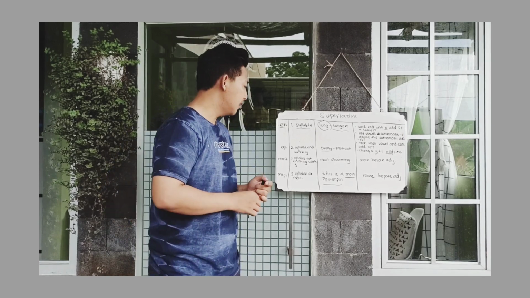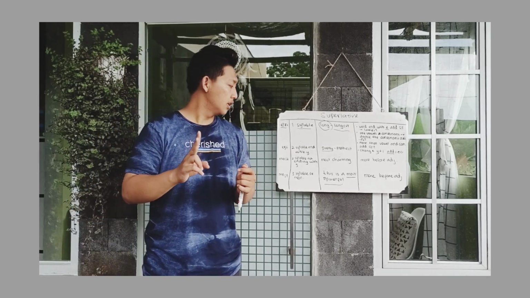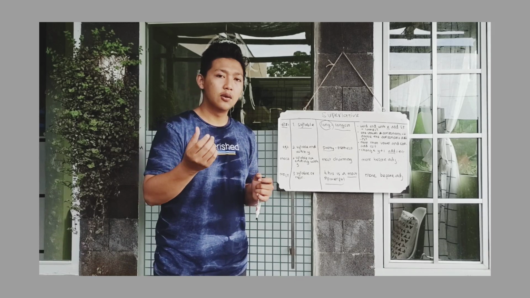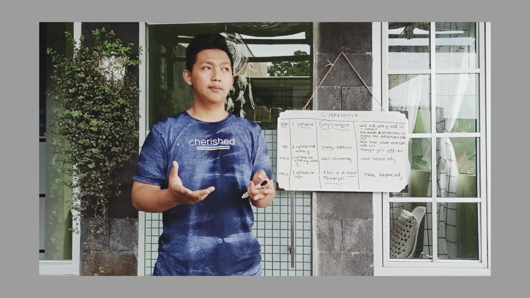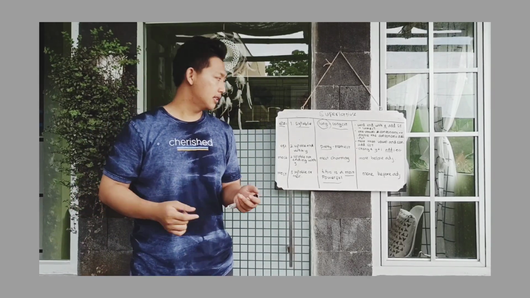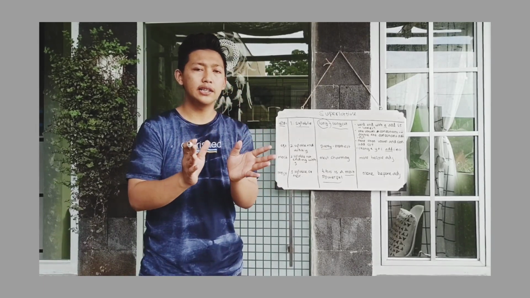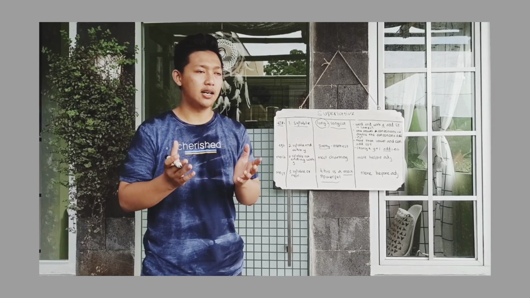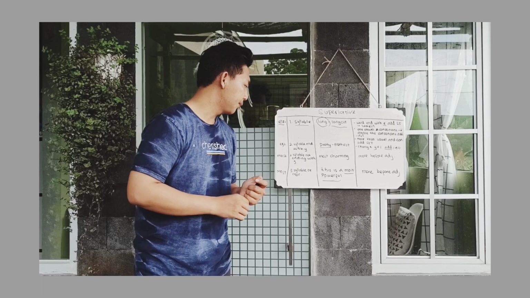Hardest. And then the second rule, if there are 2 syllable words and the end is y. For example, pretty. So it becomes prettiest. Just change the y to i, pretty to prettiest. And then the third rule is most before the adjective.